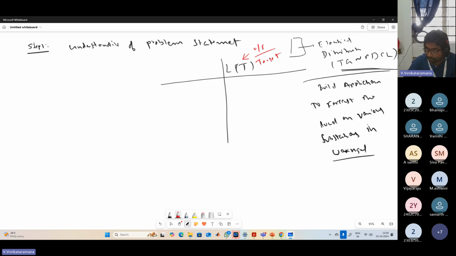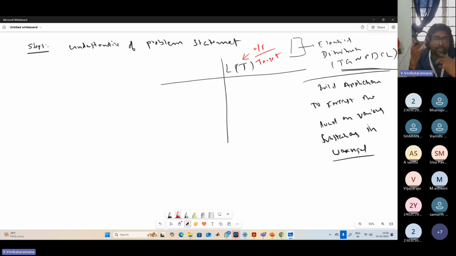So from the problem statement, I understood that on the various substations I have to forecast the load at a particular time. That's fine, so that variable is identified. Now, what parameters do we need to consider? That you have to think about.